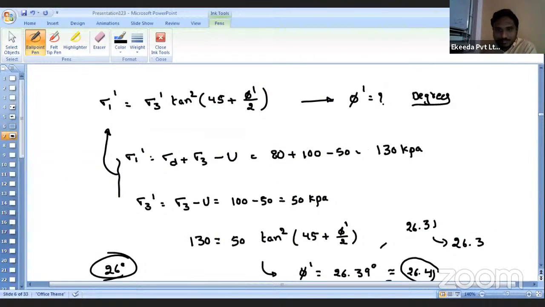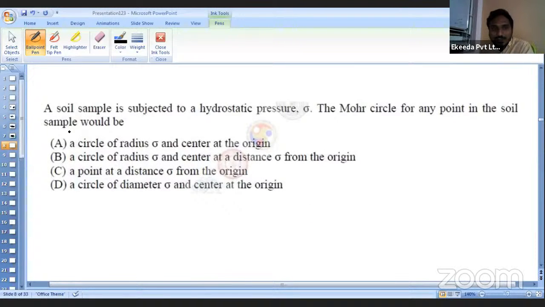Next, let us see here. A soil sample is subjected to a hydrostatic pressure. The Mohr circle for any point in the soil sample would be. I think most of you have seen this kind of question in strength of materials also. There you find the stress at a point, like normal stress and shear stress at a point.